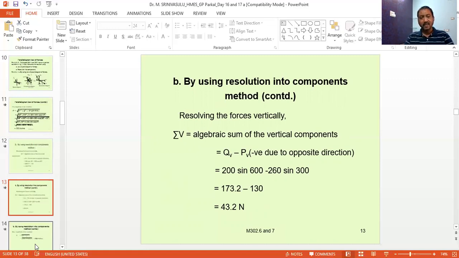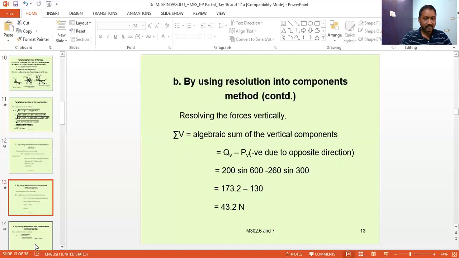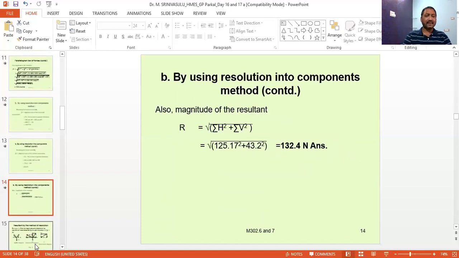So it becomes 173.20 minus 130. So that is equal to 43.2 newtons. So we got sigma H as 125.17 newtons and sigma V as 43.2 newtons.